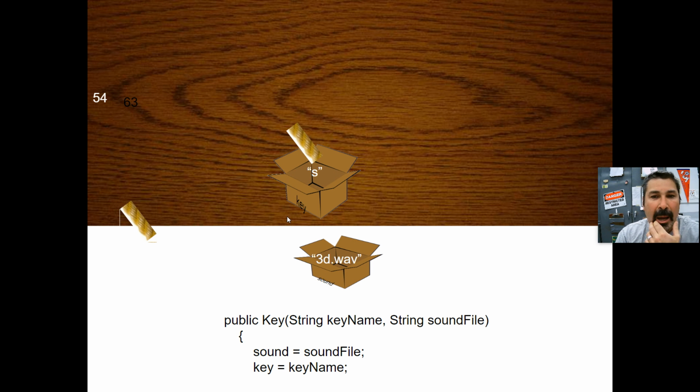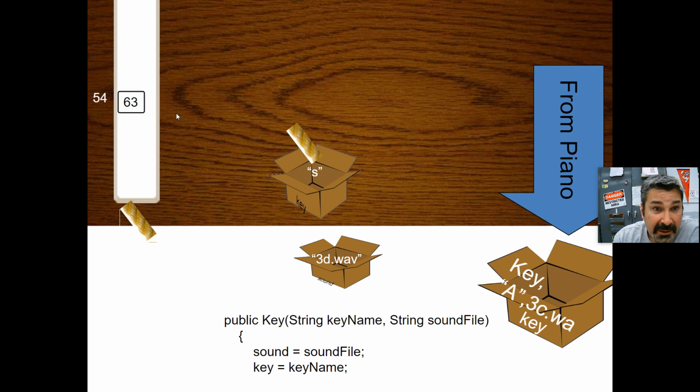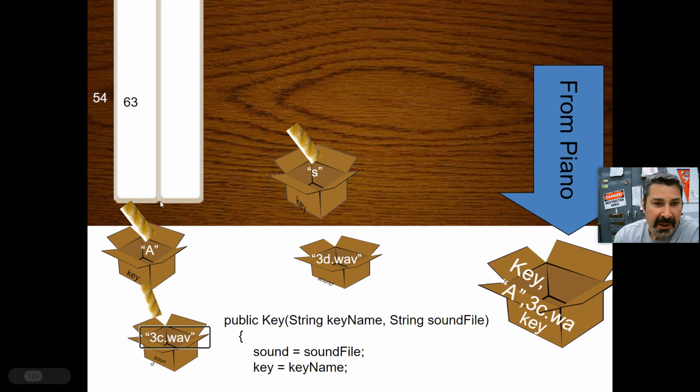Okay, and then here's what happens in the actual world. First of all, we make the key, we dump it in the world, we scooch it over 64. The key itself is 63 pixels wide. This particular key is built holding the instance variables A and 3c.wav. And then this object over here has instance variables holding an S and a 3d.wav. So with the same Key class, we made this key that plays with A and plays 3c.wav, and this one plays with S and 3d.wav. And so the same code creates two different objects that have some different characteristics.